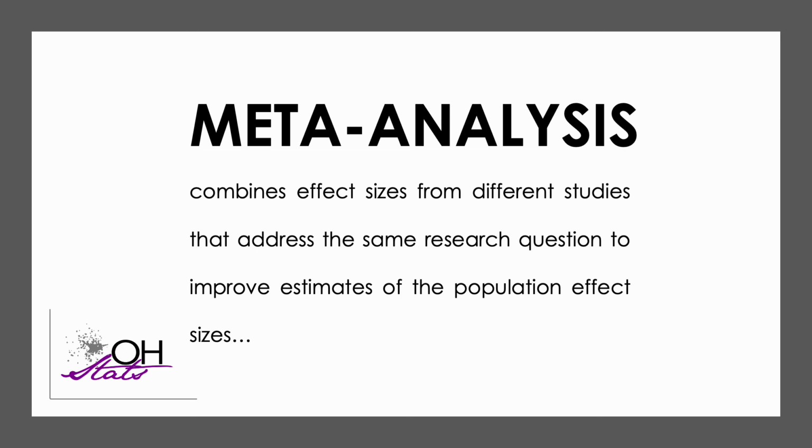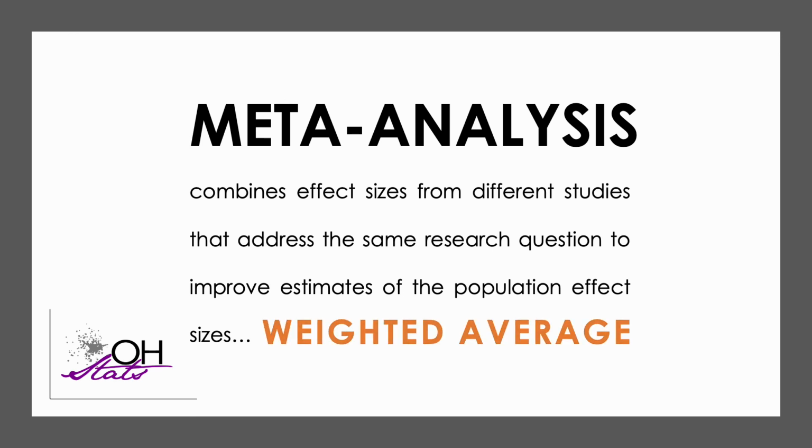Finally, a meta-analysis combines effect sizes from different studies that are essentially addressing the same research question or theory or hypothesis, and this is done to improve estimates of the population effect size. You do this by calculating the weighted average of the effect sizes across the studies of interest.